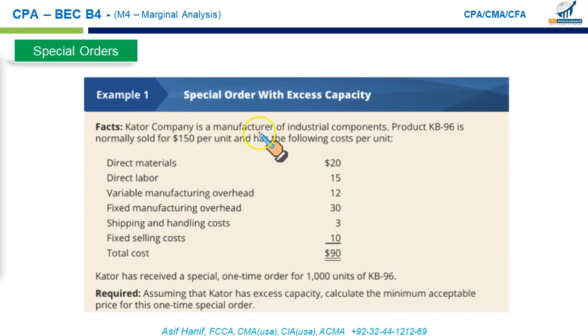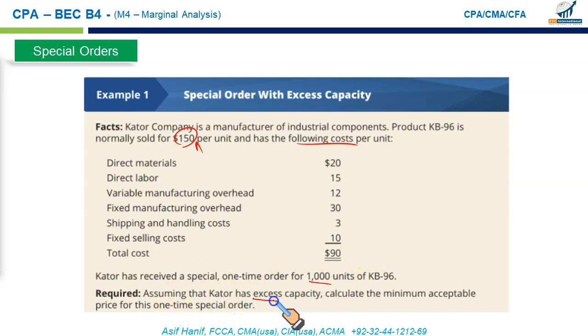Cater Company is a manufacturer of industrial components. This is the situation where we have excess capacity. Product KB96 is normally sold for $150 per unit and has the following cost. So that's our normal selling price to our normal customers. Direct material, labor, variable manufacturing overhead, fixed manufacturing overhead, variable selling, shipping and handling, fixed selling, and the total cost is 90. Cater has received a special one-time order of 1000 units of KB96.